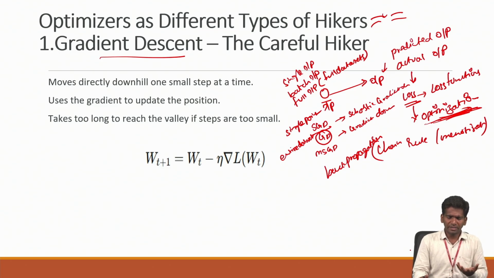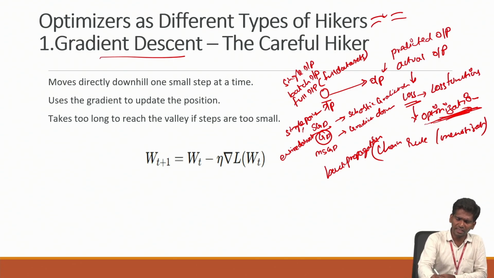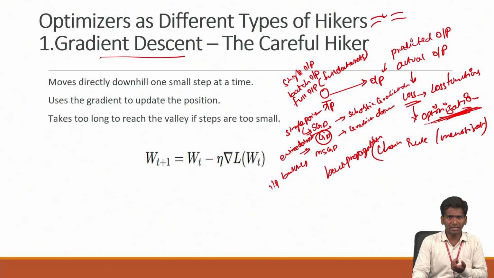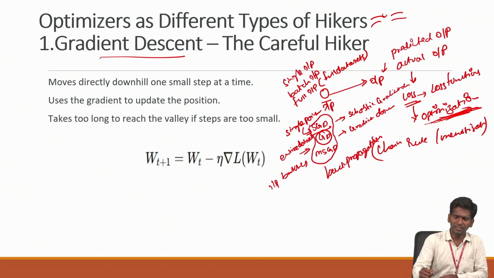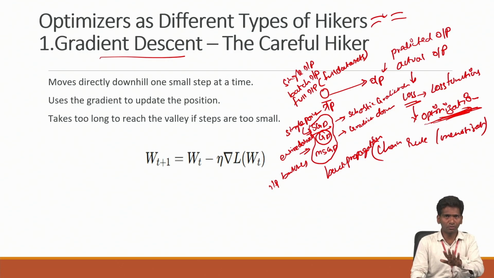On the whole, I'm trying to share that you can predict the output by taking a single input, a batch of inputs, or full inputs. If you take a single input, we call it stochastic gradient descent. If you take the entire inputs, we call it gradient descent. If you take inputs in batches, we call it mini batch stochastic gradient descent. This is very, very important. These three techniques can be used to give input in order to predict the output.